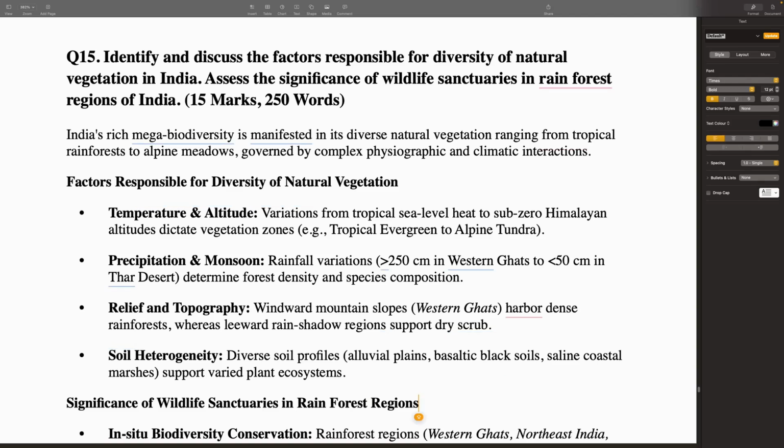Identify and discuss the factors responsible for diversity of natural vegetation in India. Assess the significance of wildlife sanctuaries in rainforest regions of India.